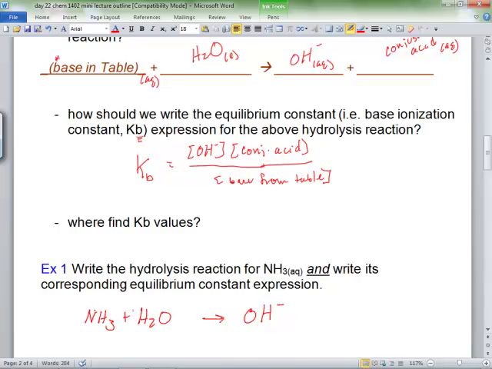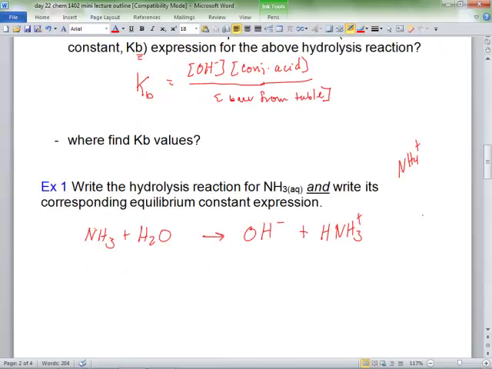Okay, now let's let someone else finish this. Jacqueline, what's the other product? HNH3 plus. Exactly. Or you could write it what way? More common, NH4 plus. It's the same thing. It really doesn't matter. Right? Okay. Oh, we need to write its equilibrium constant expression. Since it's the base hydrolysis reaction, you should really put a little b there. Products over reactants.